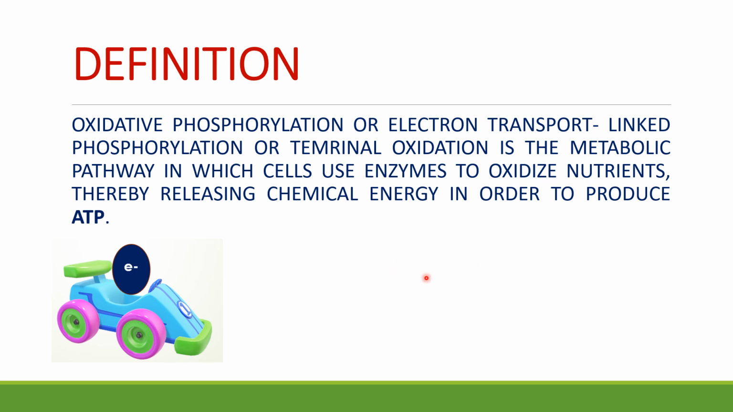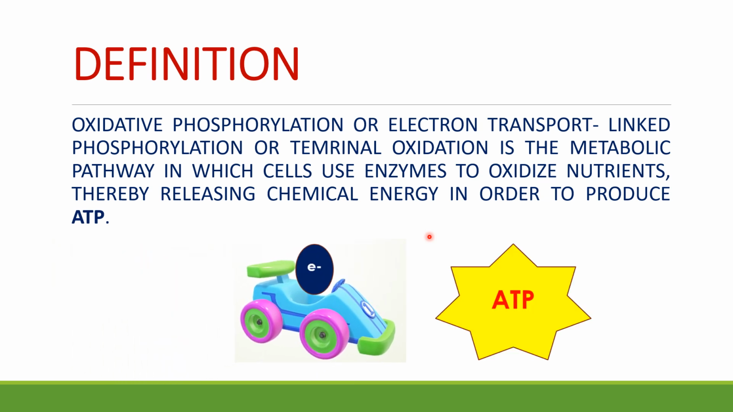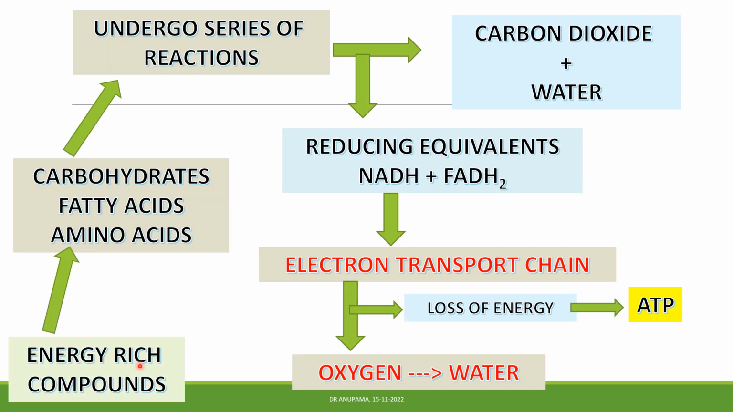It is a metabolic pathway in which all cells use enzymes to oxidize nutrients, and thereby they release chemical energy. Here the chemical energy is transported in the form of electrons, and finally ATP is produced. So these are the sequence of steps.